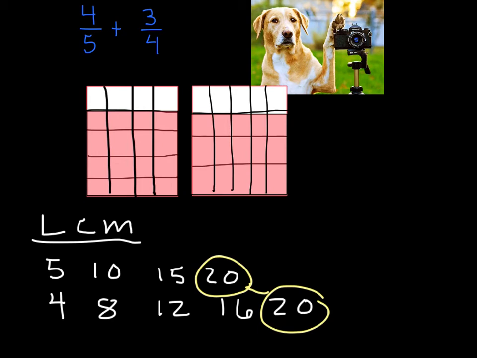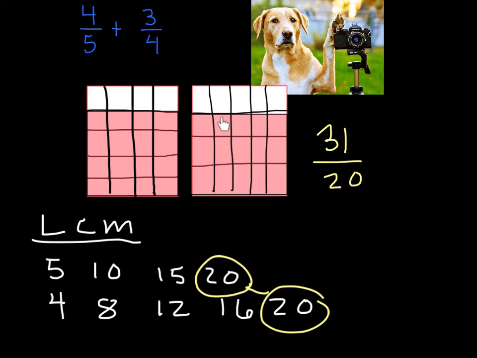So 31 is my numerator. That's how many I get. I get 31 out of the 20, right? Because I have 20 parts in one box, right? Now, this is what I call top-heavy or improper because the numerator is bigger than the denominator, right? Which means I have at least one hole here.